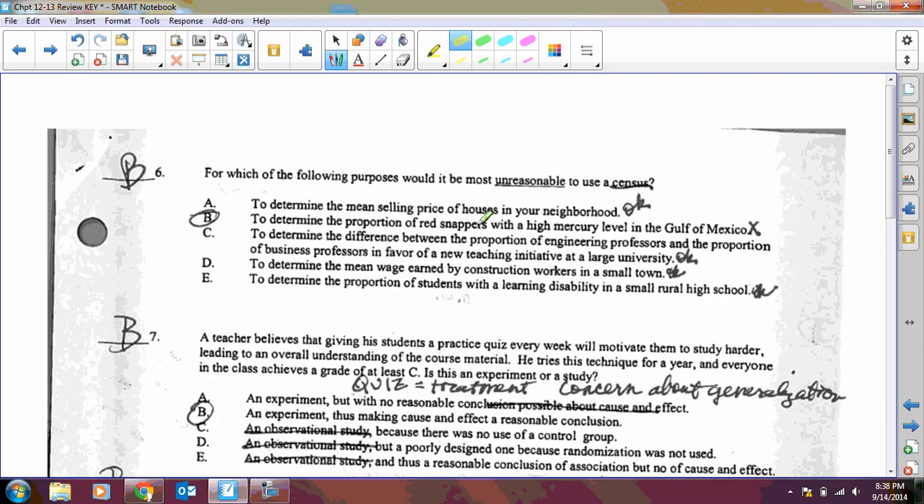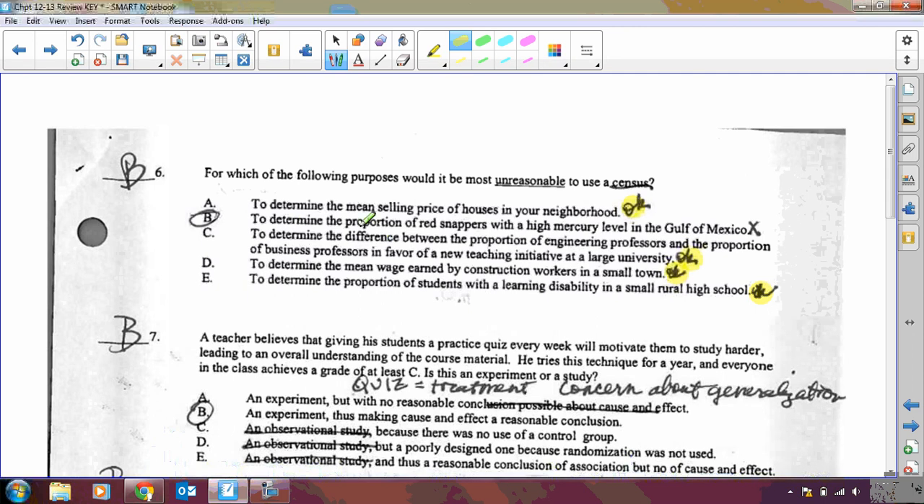If you're just going to talk about the houses in your neighborhood, that's going to be okay for a census. If you're just talking about the engineering professors and the proportion of business professors, that's a small enough amount that you can take care of sampling all of those. The construction workers in a small town, that is okay. The students with a learning disability in a small rural high school, that's okay.